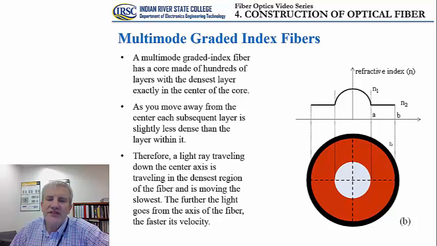A light ray traveling down the center axis is going to be traveling in the densest region, and it's going to have the lowest speed, as opposed to the light that travels closer to the edge of the core, where we have optically less dense material, and we know that if we have optically less dense material, the speed of light is going to be increased. So if you compare the speed of light in the center of the core to the speed of light at the edge of the core, the speed of light in the center of the core is going to be lower than the speed of the light close to the edge of the core in this type of so-called multimode graded index optical fiber.